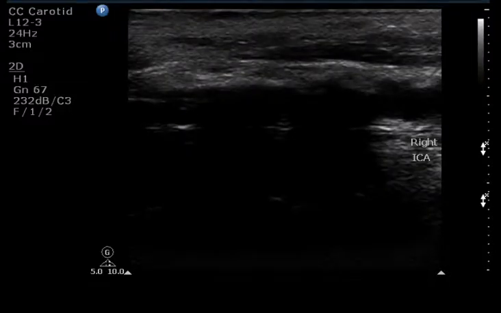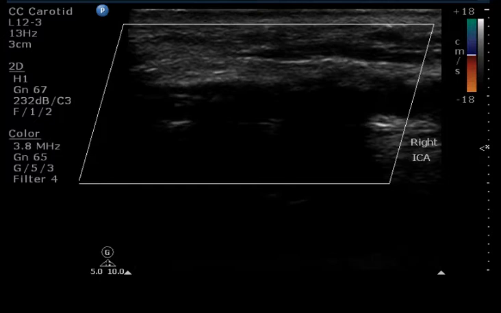The internal carotid artery has what appears to be some soft tissue plaque, and it's not a great image. There's a lot of shadowing back here from what is probably wall calcification on the ICA. We put color Doppler on, we see no flow at all.